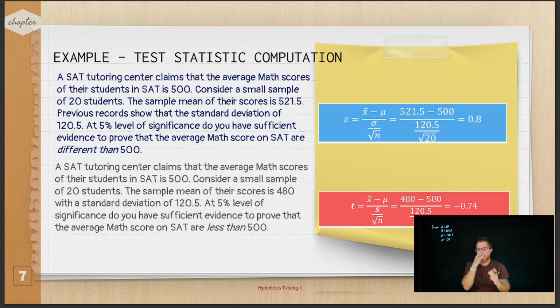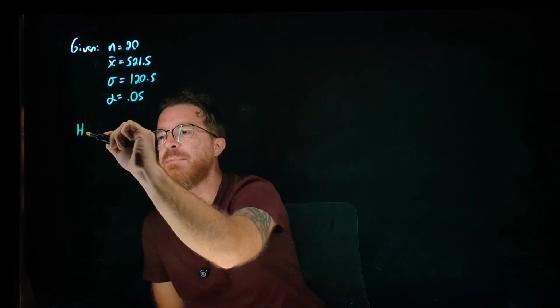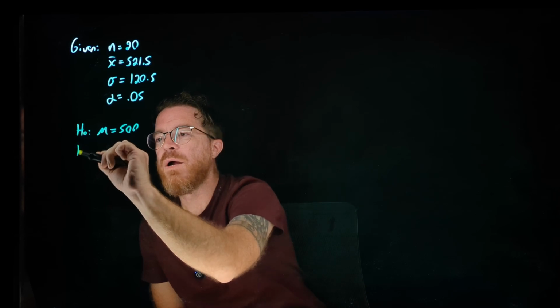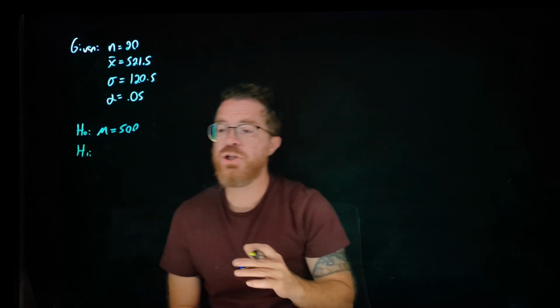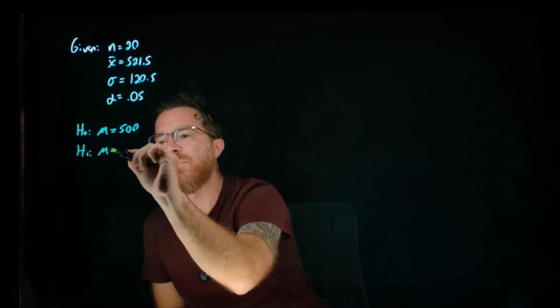Now let's set up our null hypothesis and our alternate hypothesis. So our null hypothesis is that initial claim that the company made: mu is equal to 500. My alternate hypothesis, because we just want to show that it's not true, we're going to say mu is not equal to 500.